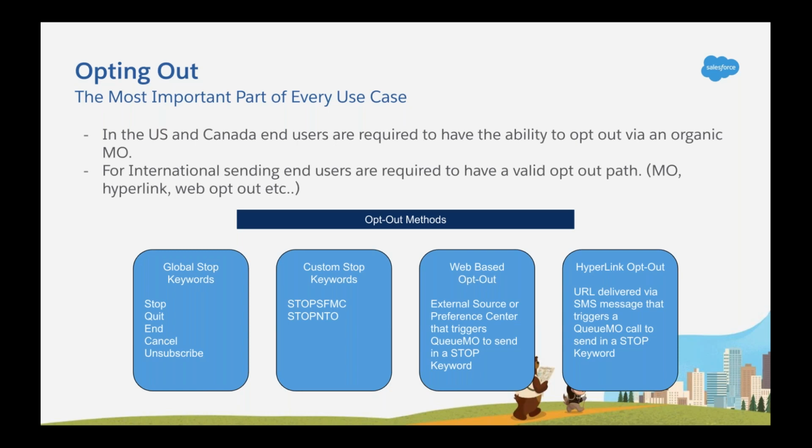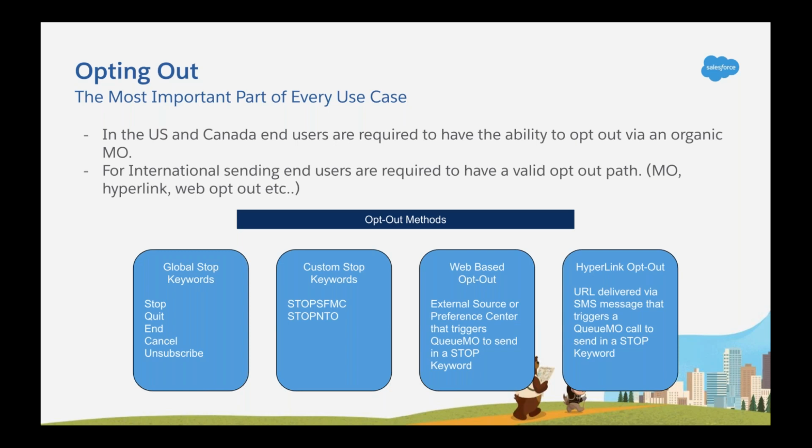Second would be custom stop keywords. These work the same way that global stop keywords do, although we'll opt users out of an individual keyword itself. However, it will opt them out of the entire code as well, right? So even though you will only be opting them out of a single keyword, at a code level, they will be opted out and unavailable to receive any outbound messages from that code until they resubscribe.